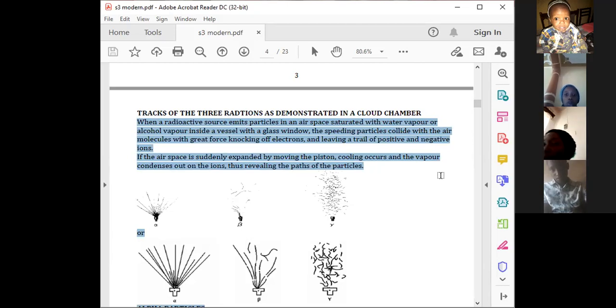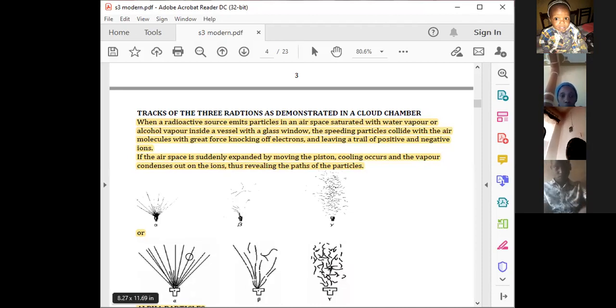Having given the cloud chamber, how do alpha particles behave? How do beta particles behave? And how are gamma rays going to behave? Observe these three diagrams very clearly. This one is like a wax. This is somehow not strong, meaning it is thin, but these ones are bold enough to be seen.